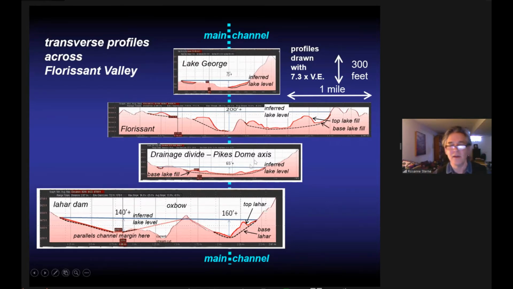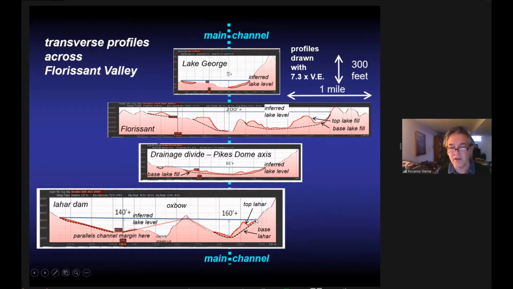Typically it came in pretty flat. This is tilted slightly, but here's down at the Lahar Dam. Here we're crossing an oxbow. So we're coming downstream through this. It takes a turn and then swoops around this mountain in the oxbow and then continues on down to the south. So here's the main channel.